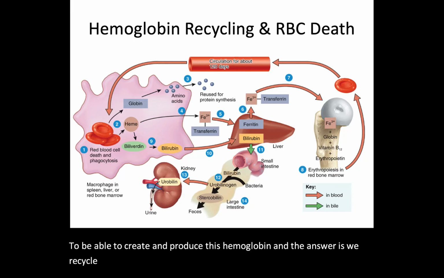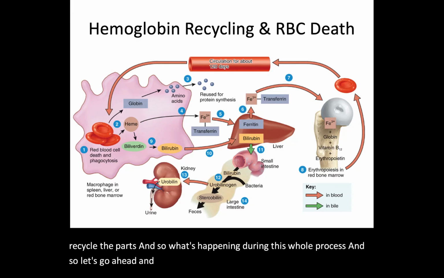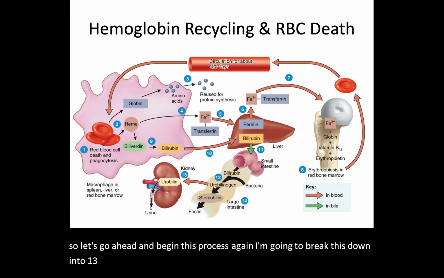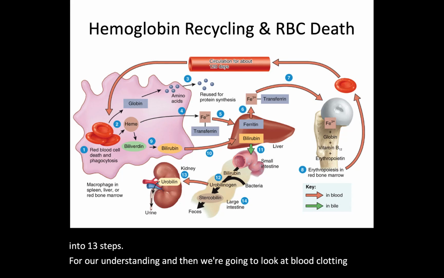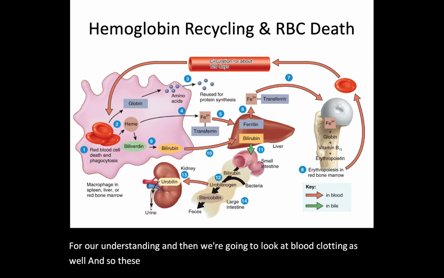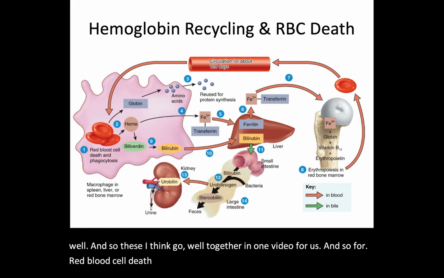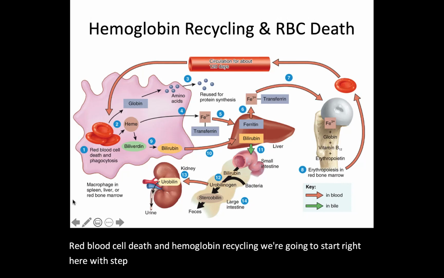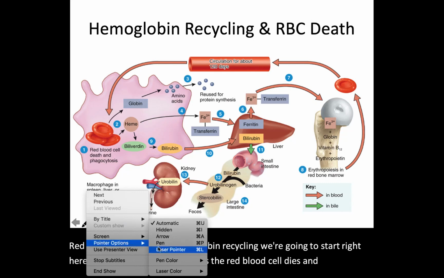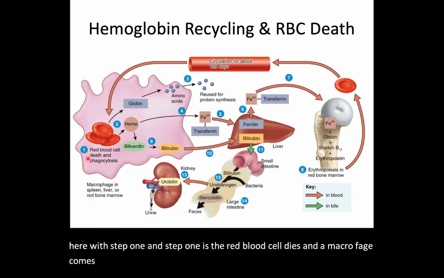So what's happening during this whole process? Let's begin. Again, I'm going to break this down into 13 steps for our understanding, and then we're going to look at blood clotting as well, as I think these go well together in one video. For red blood cell death and hemoglobin recycling, we start right here with step 1: the red blood cell dies and a macrophage comes by and breaks it down.